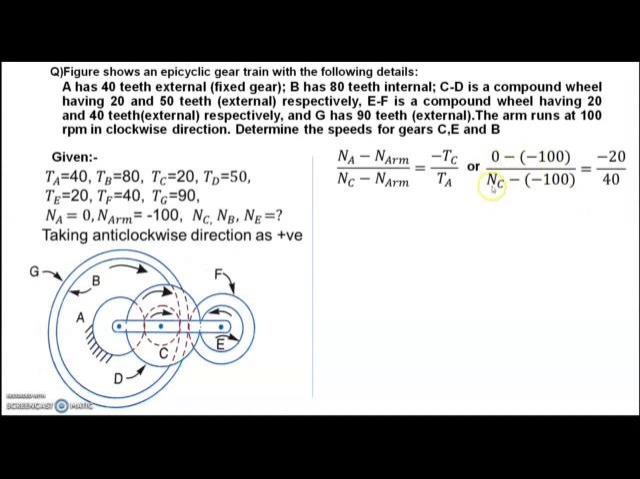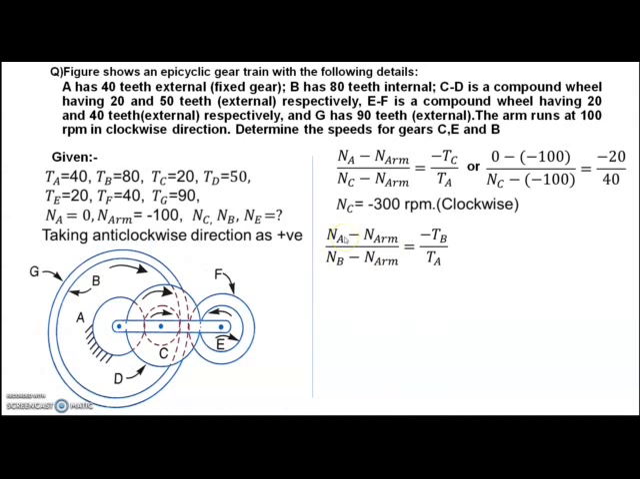All the data, NC we have to find out, and NR is minus 100, and TC by TA we have put the value. TC is 20 and TA is 40. By solving this equation by simply cross multiplication, we found the speed of NC minus 300 rpm. Minus sign indicates clockwise because positive side we have taken for anti-clockwise. Simply NC in a single line we have found out.